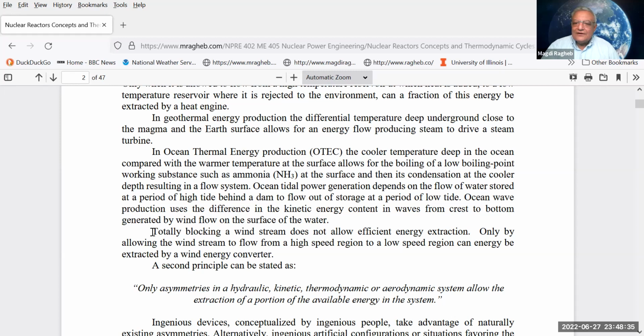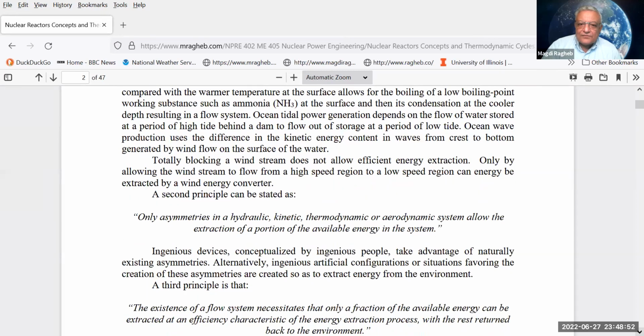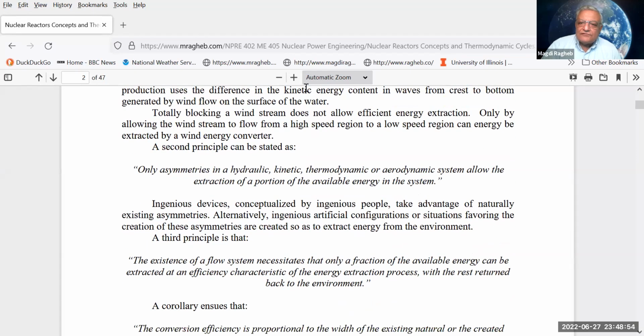So in that case, you have a flow system from a region of high speed of the wind upwind to a region of lower pressure behind the rotor blades, and a flow system is established. So a flow system is needed for the conversion of one form of energy to another, not just thermodynamic energy, but as I suggested, potential energy, hydroelectric power, OTEC power, wind power. So it's much more general than just thermodynamic principles.